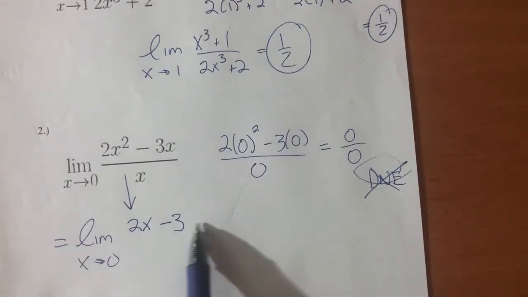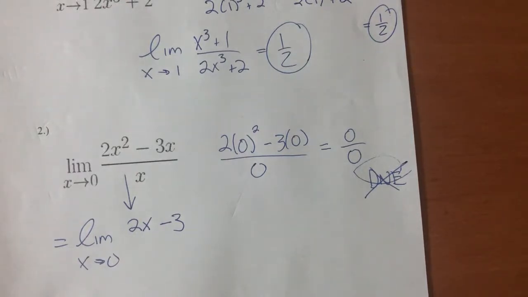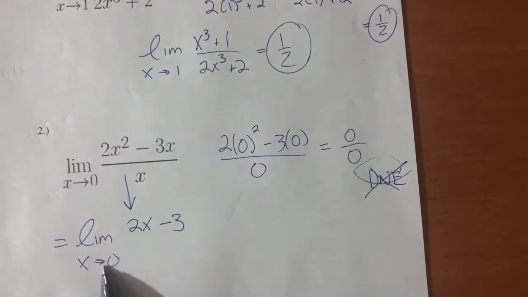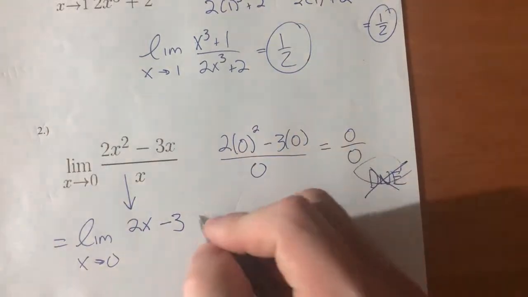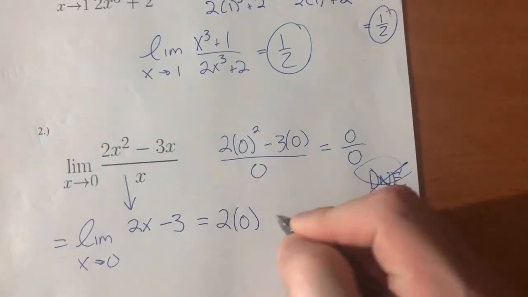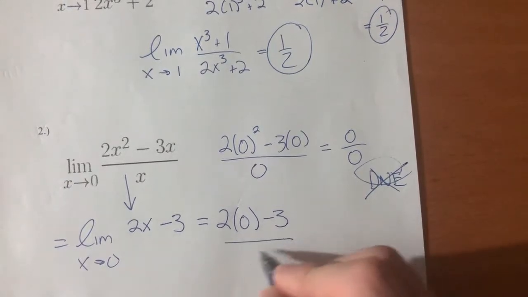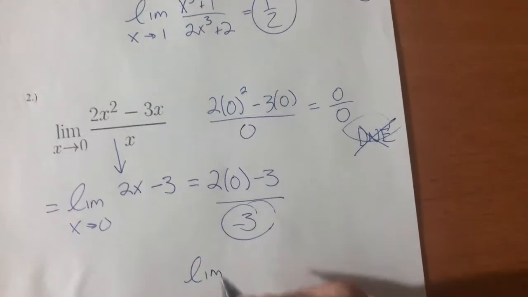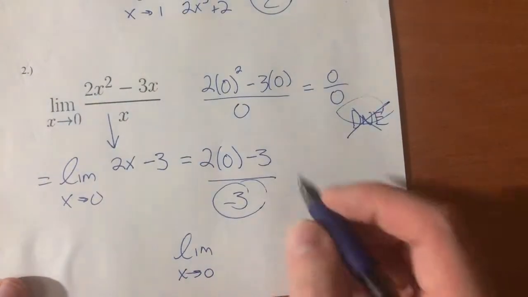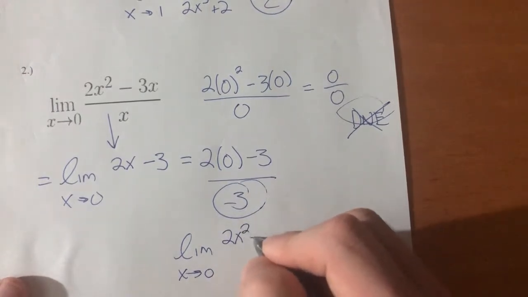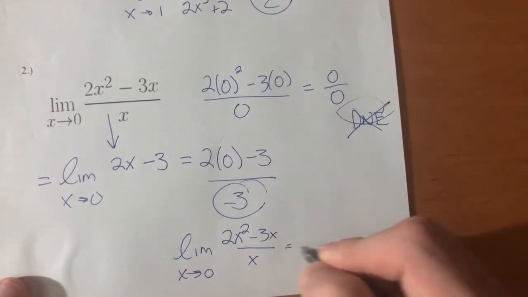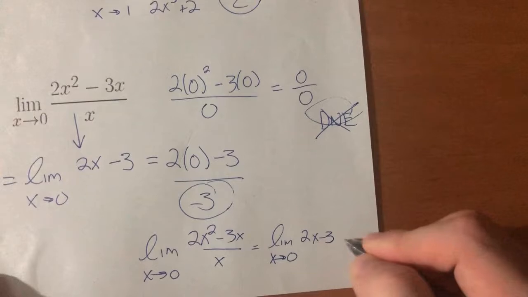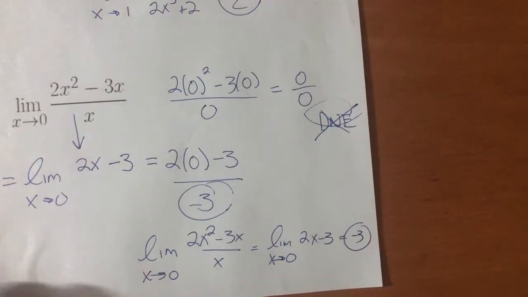Because this is a polynomial, what we know from the rules of continuity is that it is a continuous function, which means that the limit as x approaches 0 of this is the same as simply plugging 0 into the function. What that gives us is -3. So, the limit as x approaches 0 of 2x squared minus 3x over x is equal to the limit as x approaches 0 of 2x minus 3, which is equal to -3.